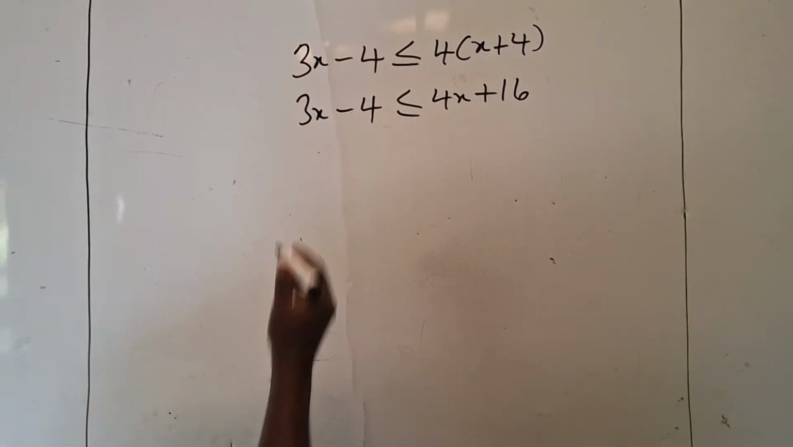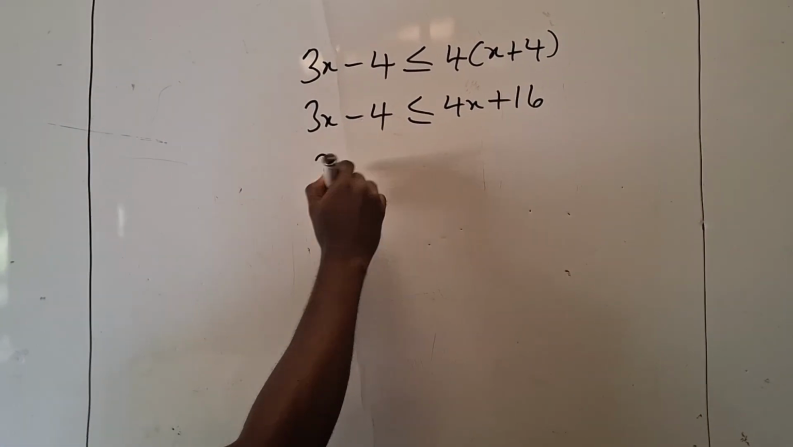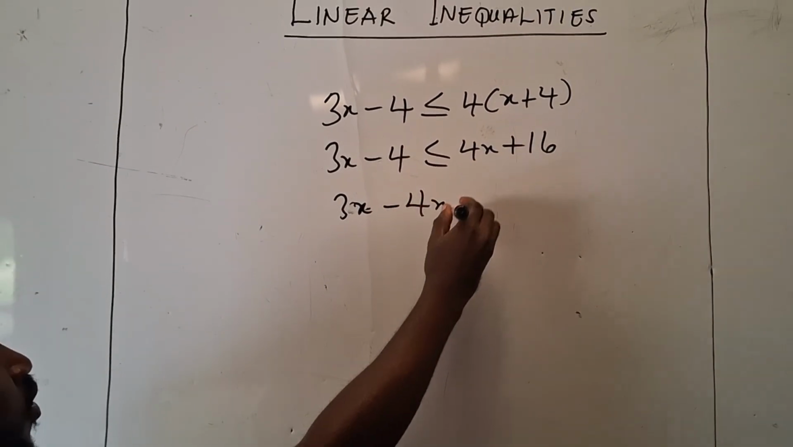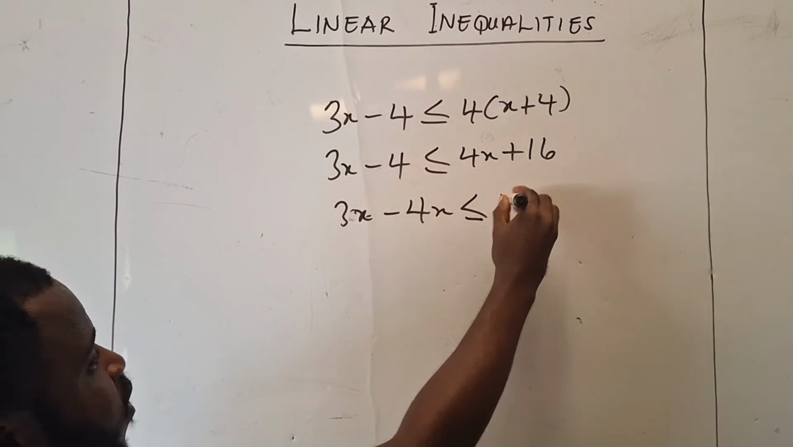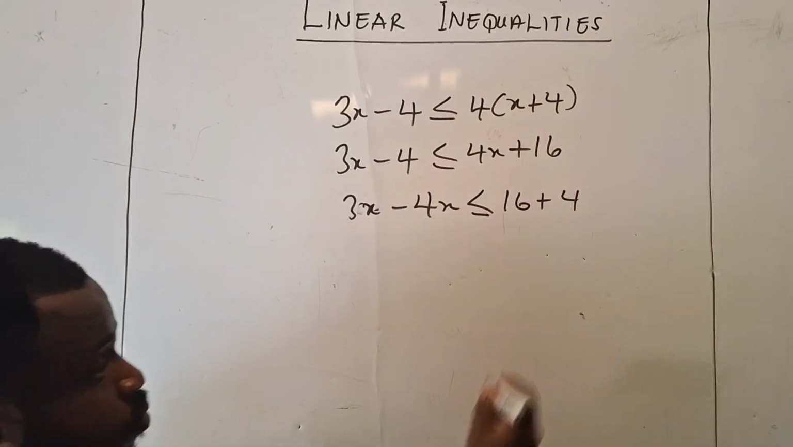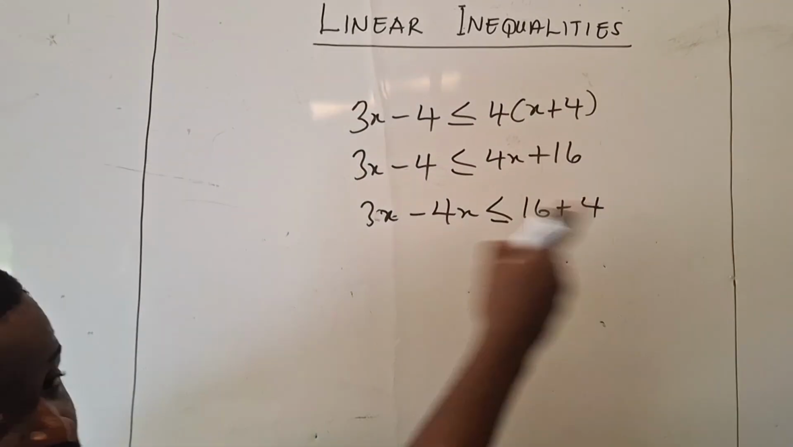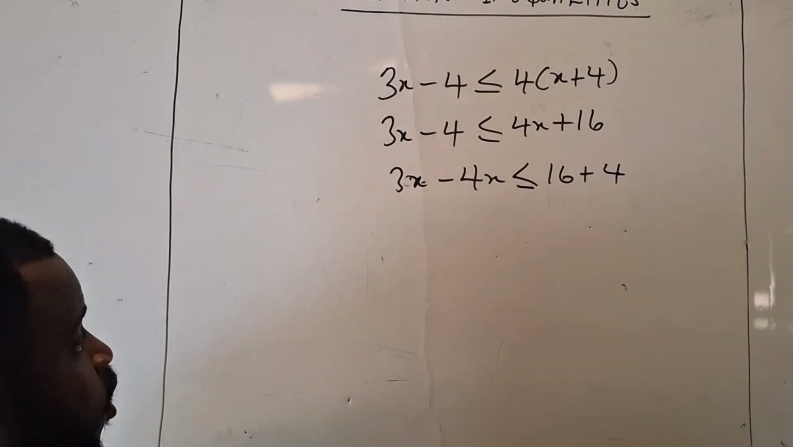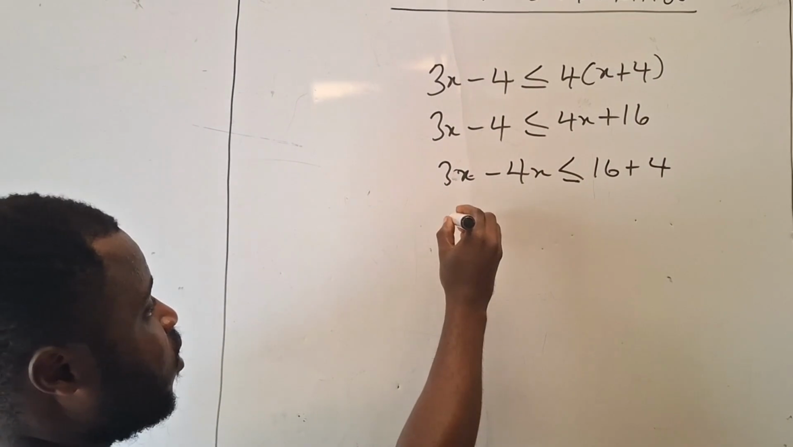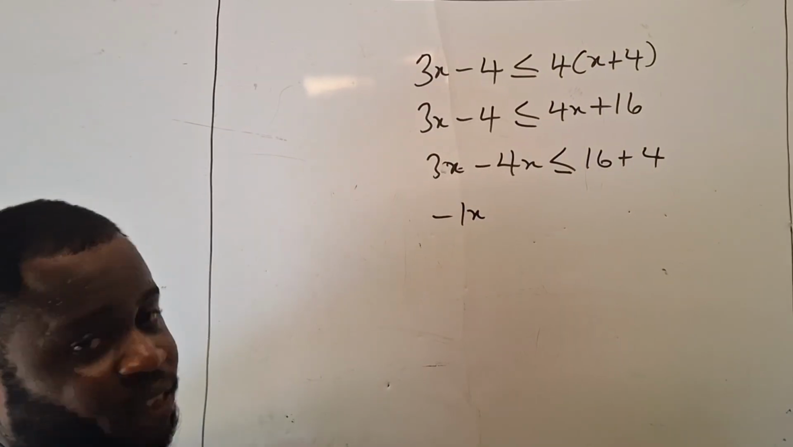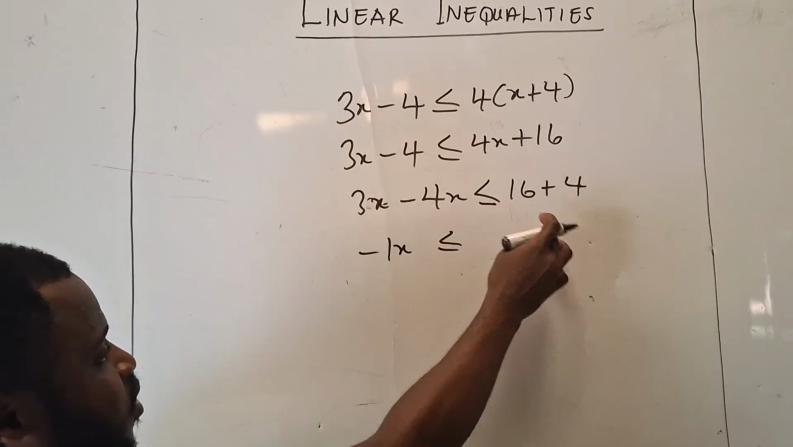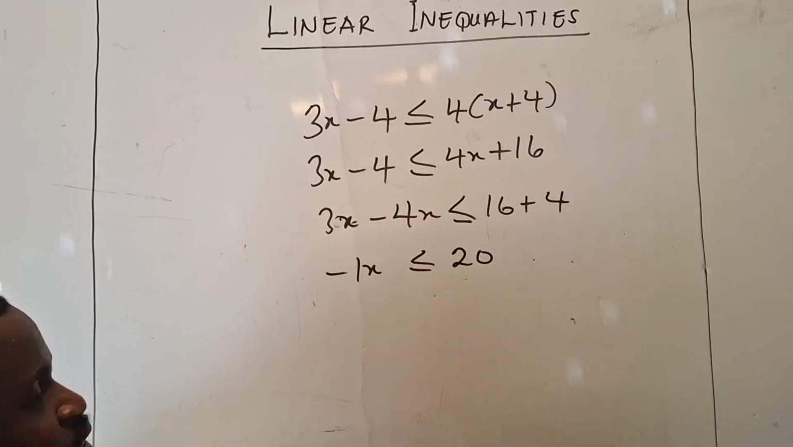Now we have to group like terms. 3x minus 4x less than or equal to, now we have positive 16. This minus 4 coming here will be plus 4. So take note of the sign when they are crossing the operation sign. Now when we see 3x minus 4x, the 4 is bigger than the 3, so we are going to get negative 1x, less than or equal to, now 16 plus 4 will give us 20.